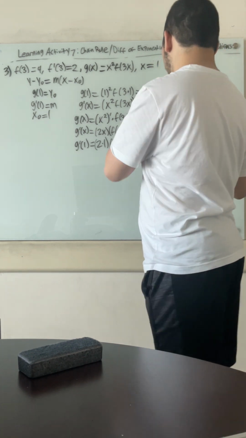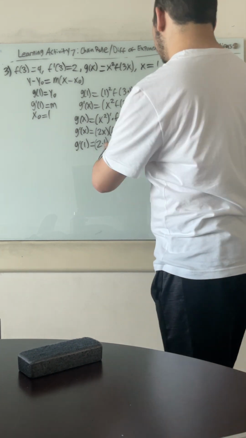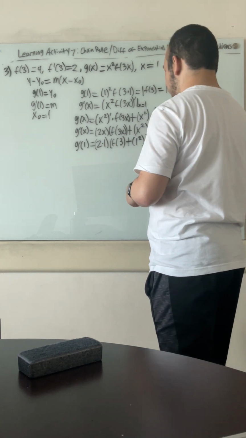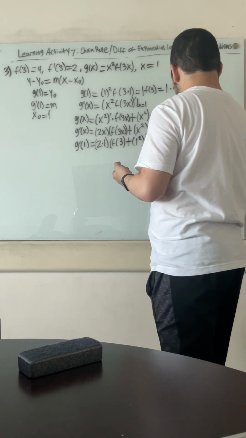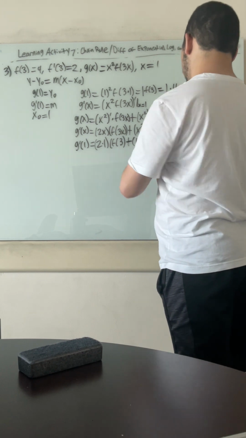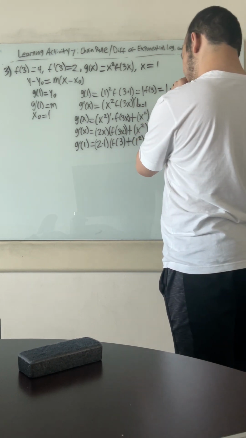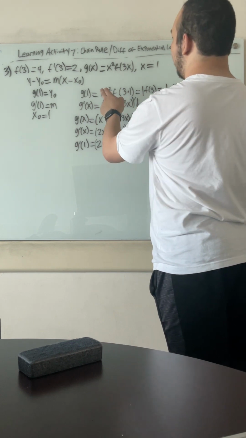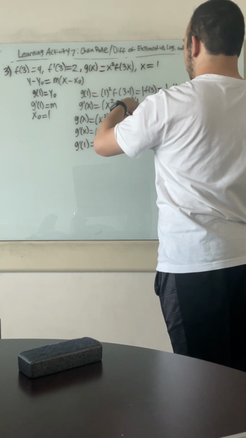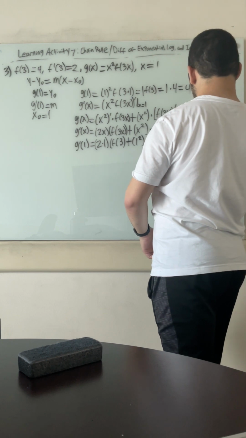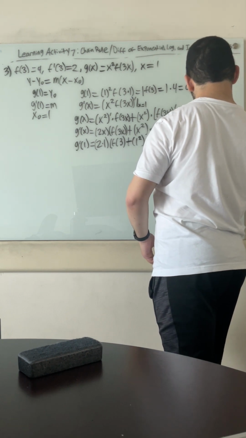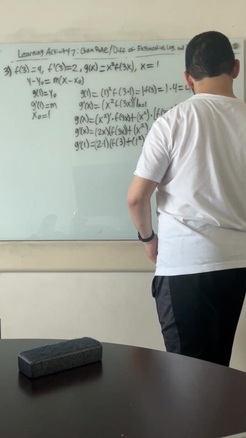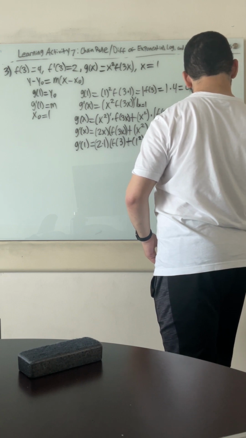Times 3. So this is just going to be equal to 2 times 4. This is just 1, plus 1 times f prime of 3, which is just 2, and then times 3, so that's 2 times 3. 8 plus 6, which is equal to 14.